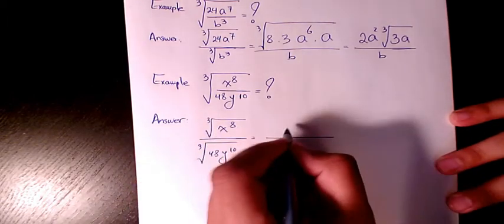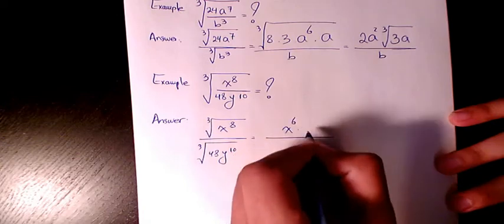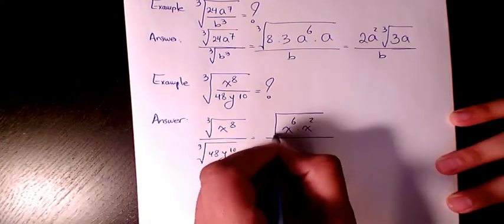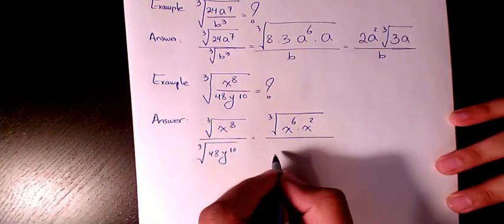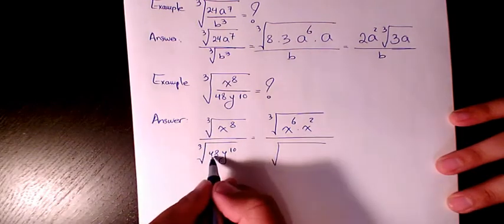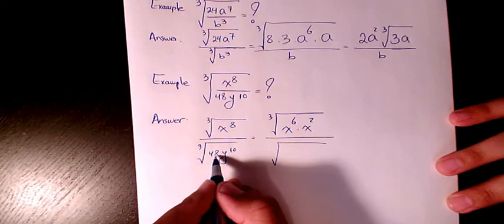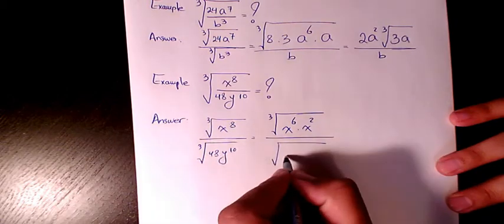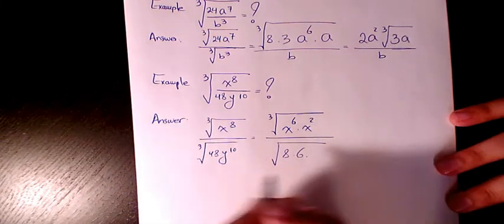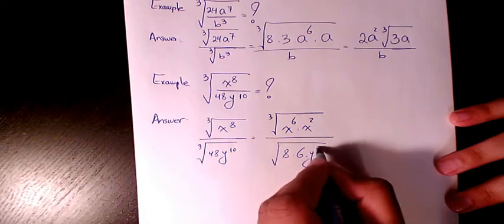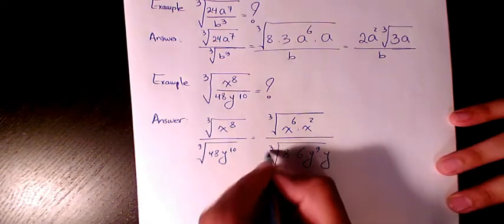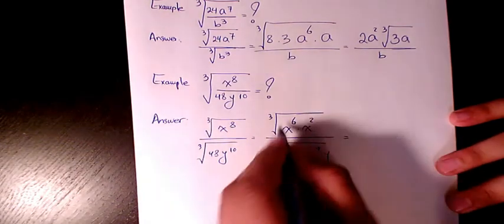And then x to the power of 8, I change it to x to the power of 6 times x to the power of 2. And here 48, that's equals to 8 times 6, let's say. So we change it to 8 times 6. And y to the power of 10 is y to the power of 9 times y. Then, again, we separate them.